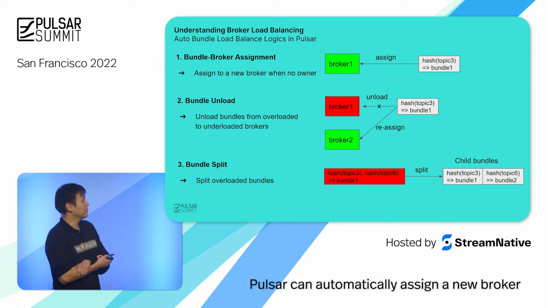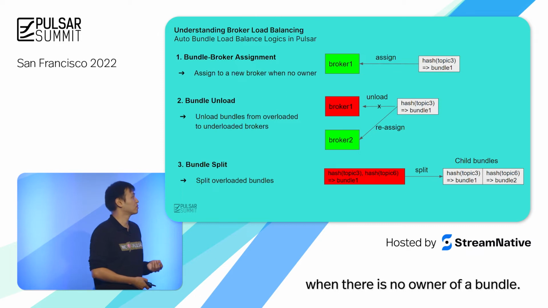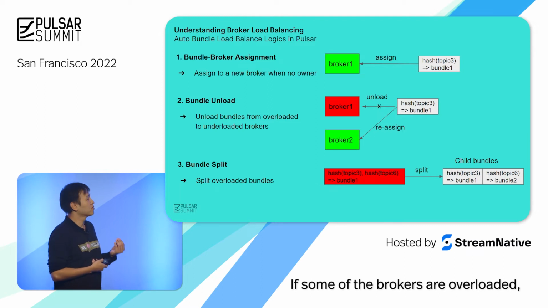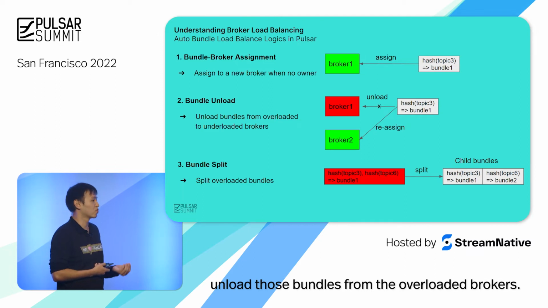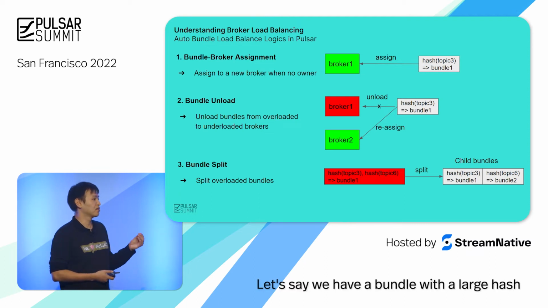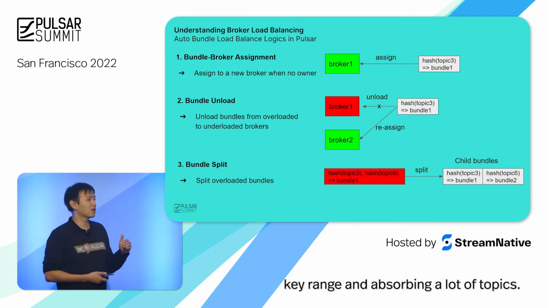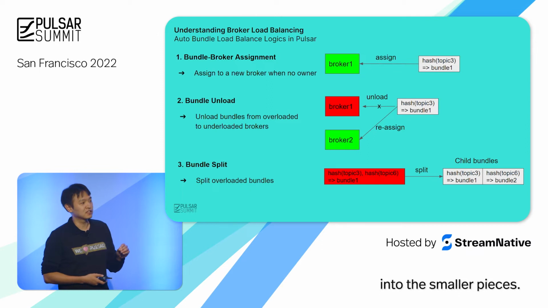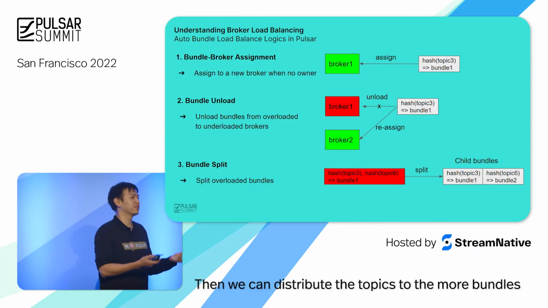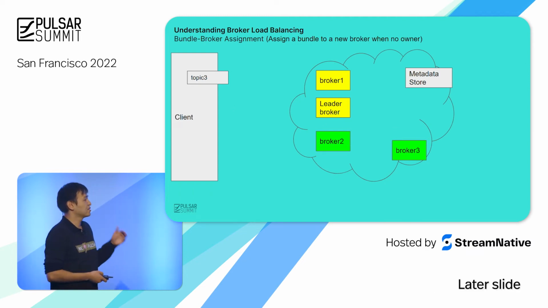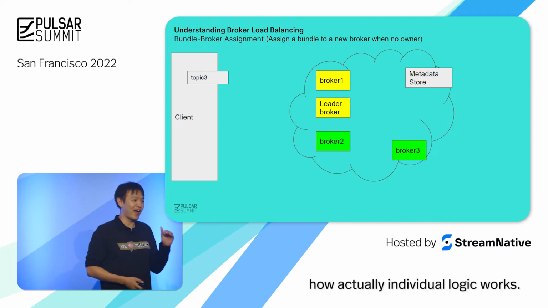Pulsar can automatically assign a new broker when there is no owner of a bundle. Secondly, we have bundle unload. If some of the brokers are overloaded, then Pulsar can dynamically unload those bundles from the overloaded brokers. Lastly, we have bundle split. Let's say we have a bundle with a large hash key range that ends up serving a lot of topics. Then we probably want to split that bundle into smaller pieces so that we can distribute the topics to more bundles and then unload to other brokers as well. In later slides, we will dive deep into the sequence of how each logic actually works.